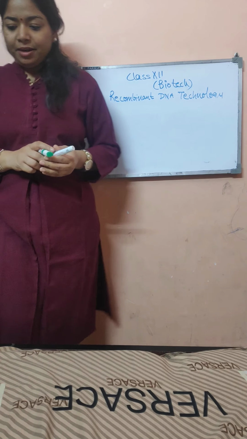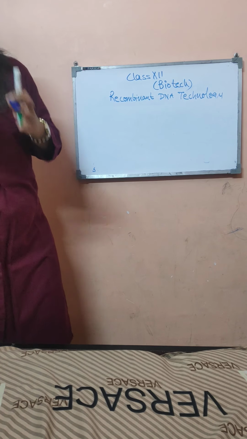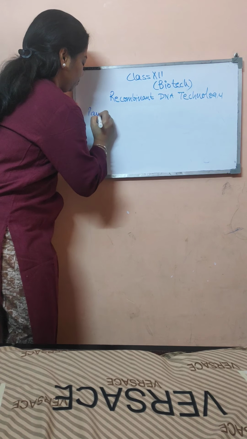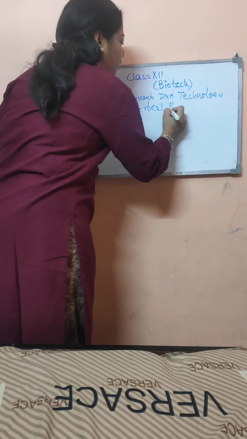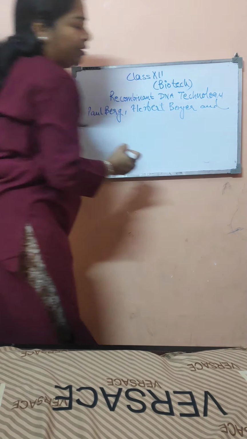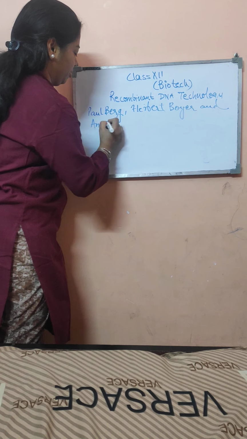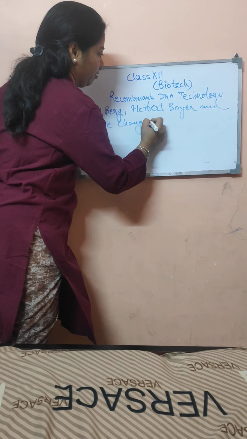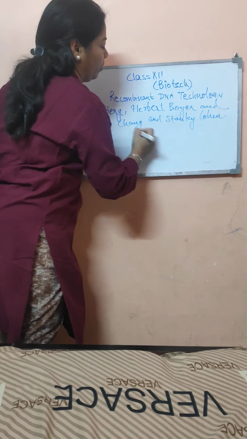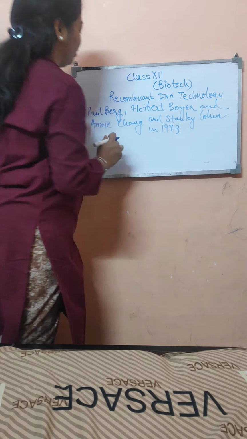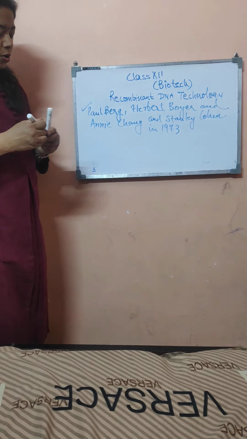The first recombinant DNA molecule was produced by different scientists named Paul Berg, Herbert Boyer, and Annie Chang with Stanley Cohen, in the year 1973.